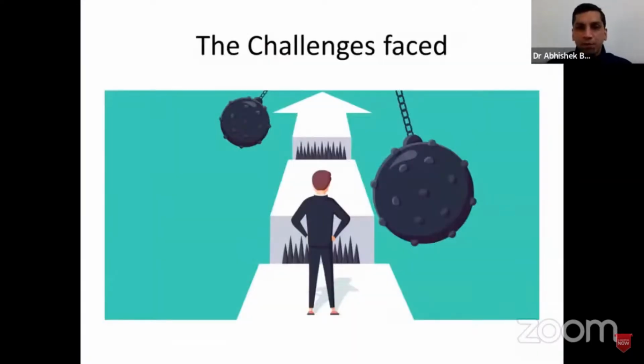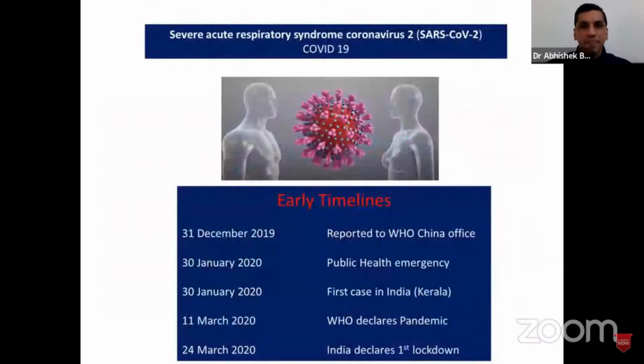I'll start with the first part of my topic, the challenges that we faced from a radiological perspective. We all know the severe acute respiratory syndrome coronavirus 2, SARS-CoV-2, or COVID-19. I just highlighted the early timelines, how it all happened. In December 2019, it was first reported to the WHO China office. In January, it was declared a public health emergency in China. And on 30th January itself, the first case in India was reported from Kerala.